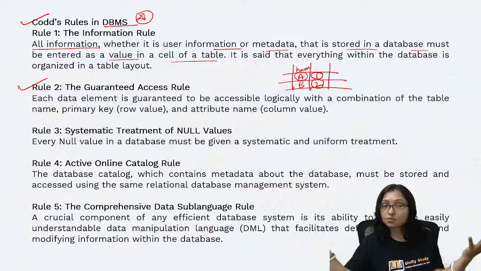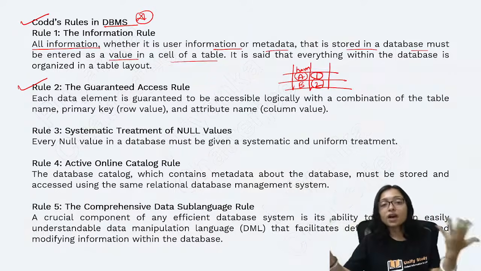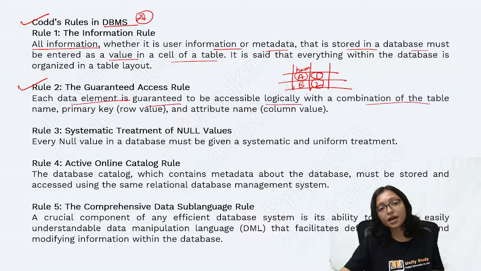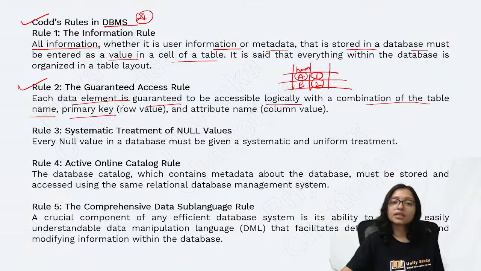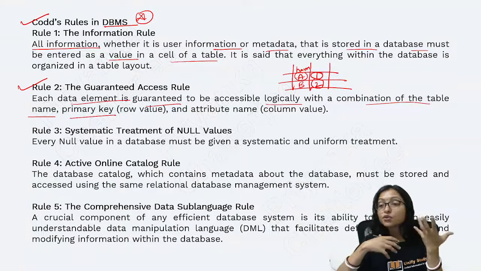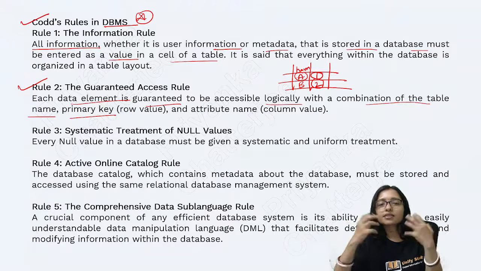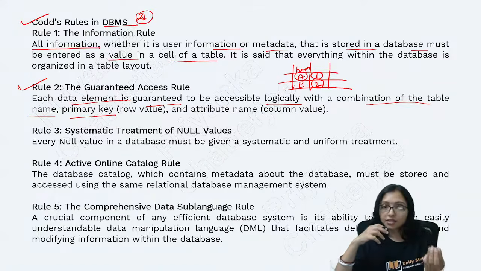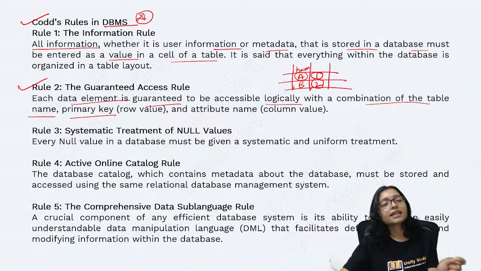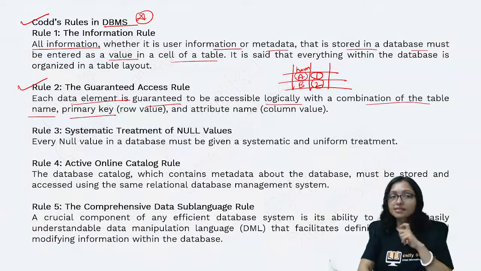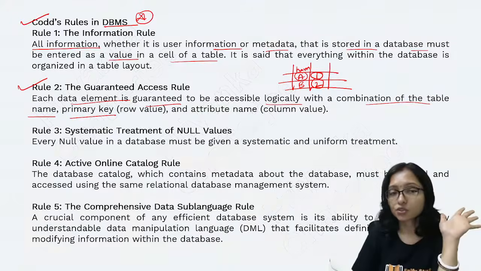Next one is the guaranteed access rule. Guaranteed access means the database is giving you a guarantee. What guarantee? Each data element is guaranteed to be accessible logically with the combination of table name, primary key and attribute name. Whenever you are trying to access, you will do select star from student. You will be able to access through which name? Select employee name from employee. Employee name is the attribute name. Through the attribute name you can access the data. That is the guaranteed access rule.